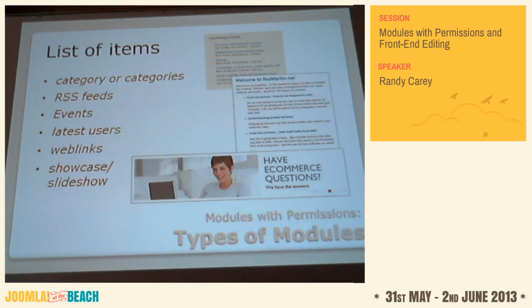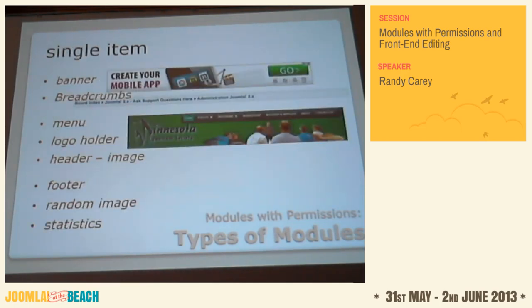The first one is a list of items, where we have upcoming events, and we might have a blog RSS feed, and we might have a slideshow and a showcase that has different items that rotate through. These are a list of items. And then we have single items. It could be a banner, it could be breadcrumbs, it could be the menu, the logo, or a header image. Each could have its own module that ties into only one particular item.